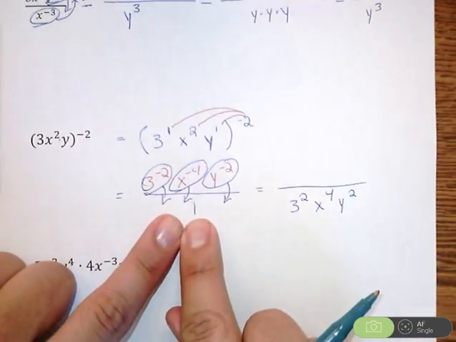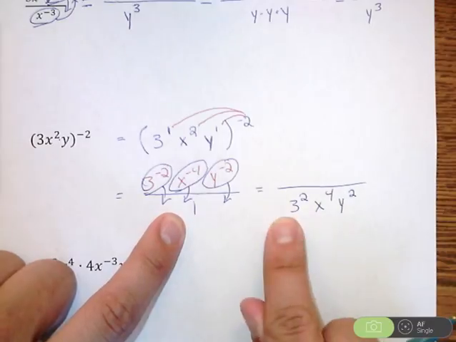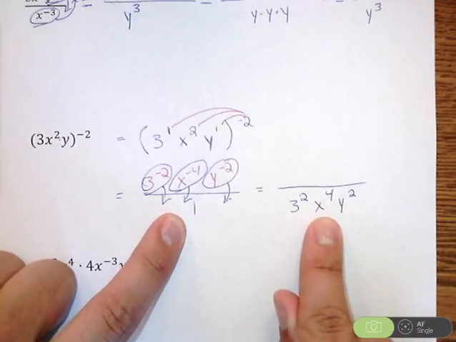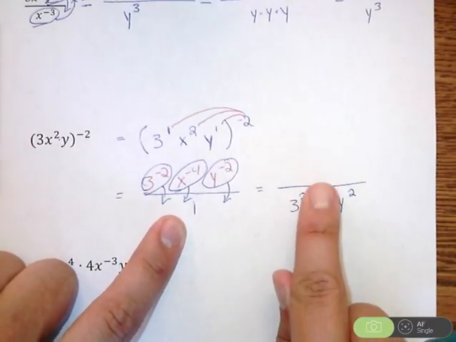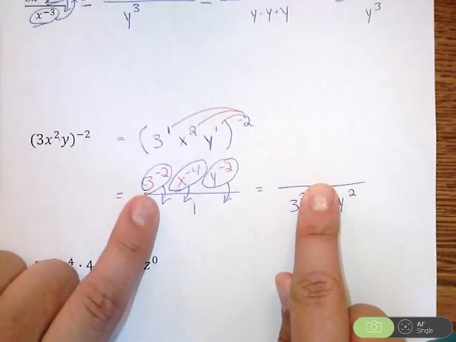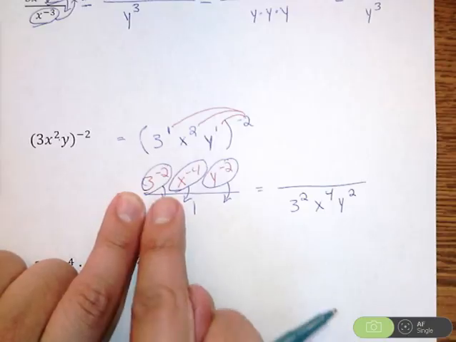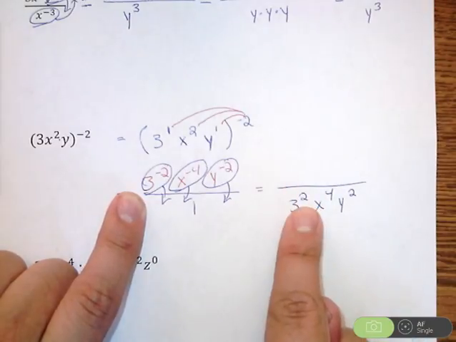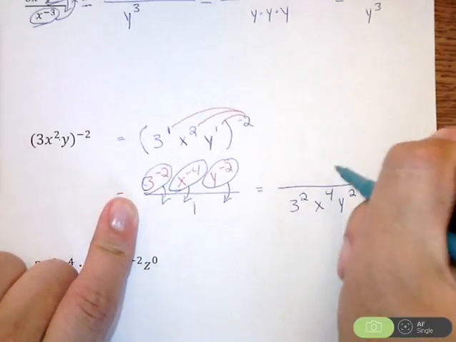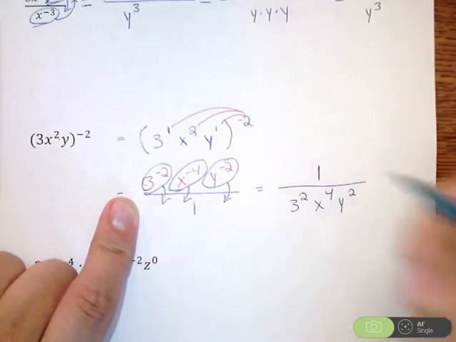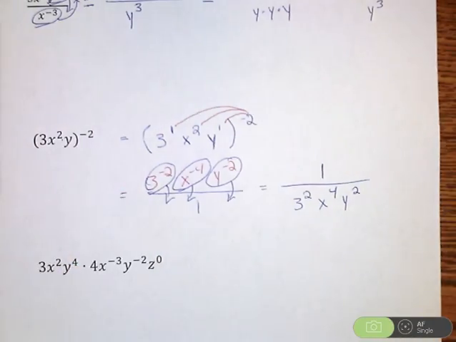That 1 is technically still down there because it does have a negative exponent, so multiplying this by 1 doesn't change anything. The question becomes, well, what's on top? Well, everything on the top went to the bottom, but you don't just say, well, there's nothing there. What happens when everything's gone like that is we really have just the number 1 left. So we're going to have 1 divided by 3 squared times x to the 4th times y squared.